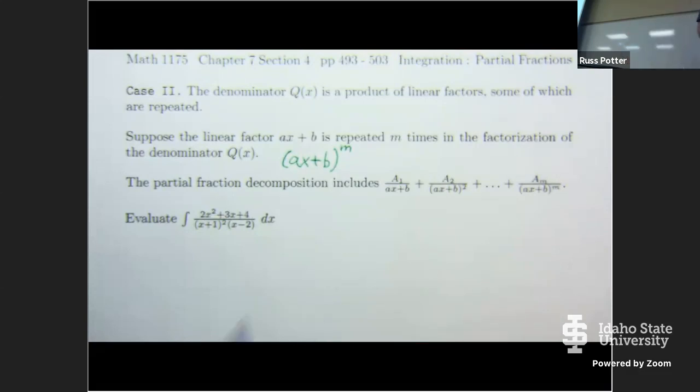Okay, let's look at this example. We have the indefinite integral of a proper rational function. The degree of the numerator is 2, and the degree of the denominator is 3. If you were to multiply those factors, the leading term for q of x in the denominator is x to the third. So it is a proper rational function. And we see that the linear factor x plus 1 is repeated twice, x plus 1 to the second.